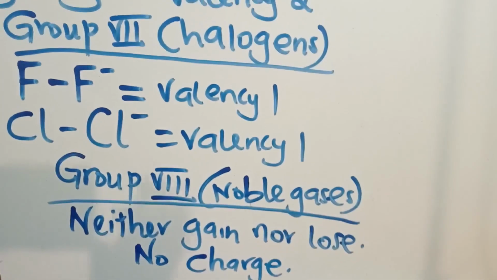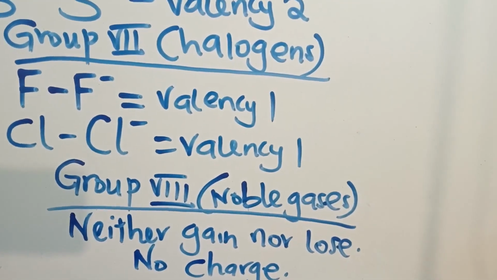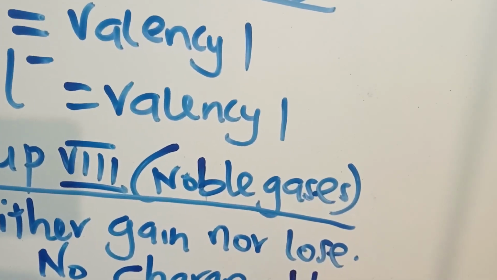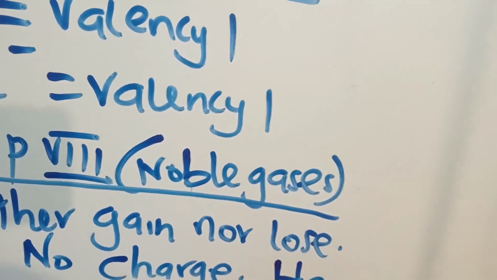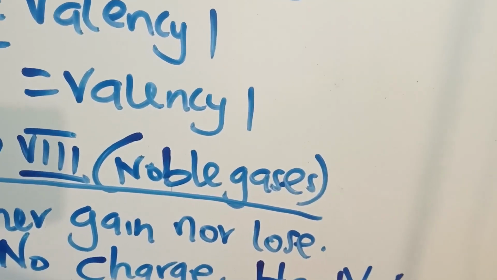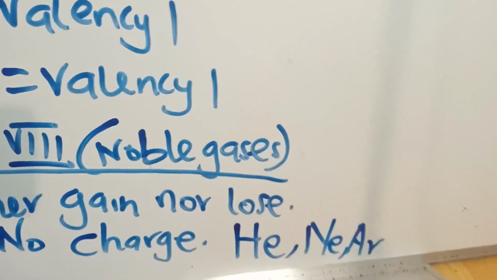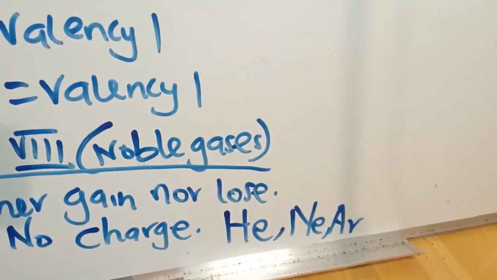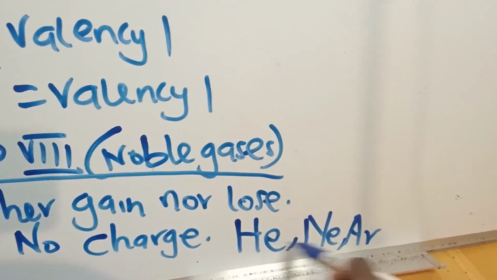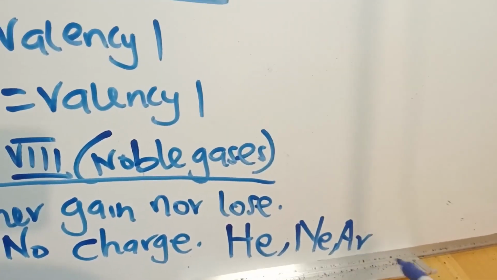So for these ones, when you're writing their atoms, for example, when you write helium atom, you write neon as an atom, you write argon as an atom, so there will be no charge because they just remain as atoms. They will not form ions.